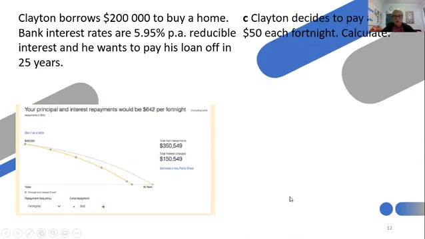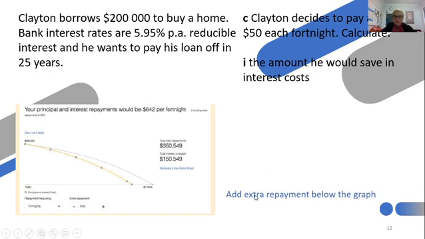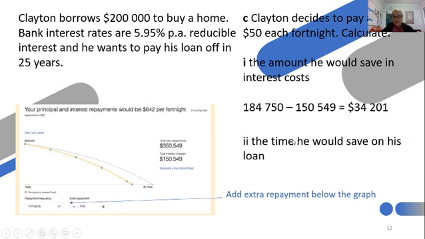Okay, Clayton decides to pay an extra $50 a fortnight, so now you've got to up that to $50. Calculate the amount he would save in interest costs. So you add your $50 on, there it is, and then you take away, there's your interest from your old interest, and he saves $34,000 by paying $50 extra.